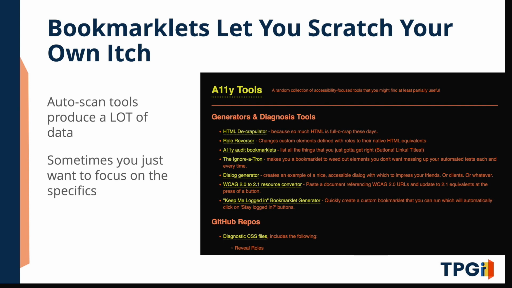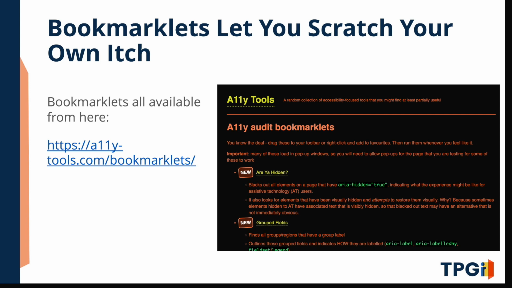I mentioned earlier that some automated tools can produce an overwhelming amount of data. There is no single tool that gives me all of the information exactly how I prefer it. I tend to use a range of different tools to give me the complete picture. Sometimes, though, I have to create my own because of the way my brain works. In the next section, I'm going to showcase a few of my own hand-rolled bookmarklets. There are plenty more that you may find useful than what I will show today. All of these are available at a11y-tools.com.